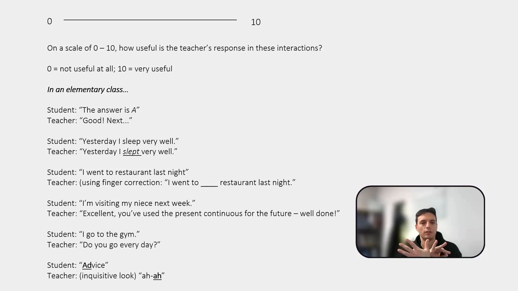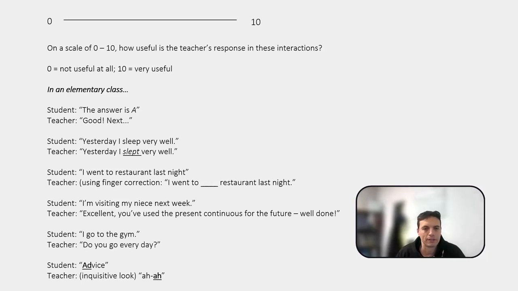The third interaction, student: I went to a restaurant last night, and the teacher uses finger correction. I went to a restaurant last night? So this is quite helpful because the teacher is eliciting the correction from the student. And of course, if the student doesn't know, the teacher could also go to another student and elicit a response from another student, making it peer correction. So that is quite helpful.